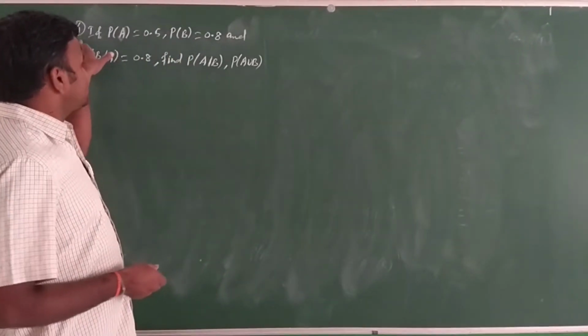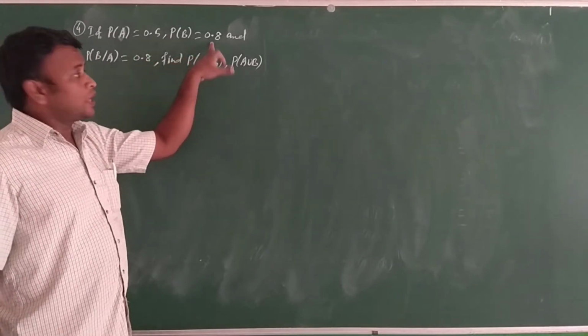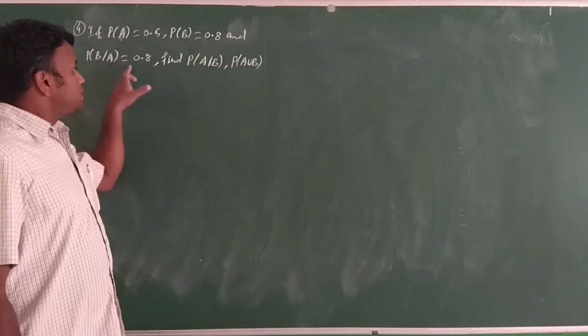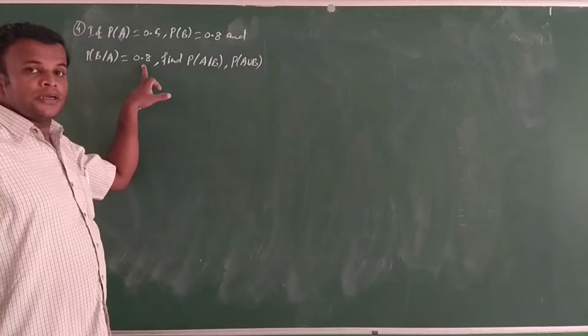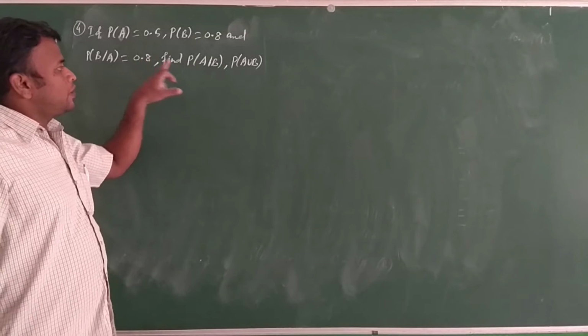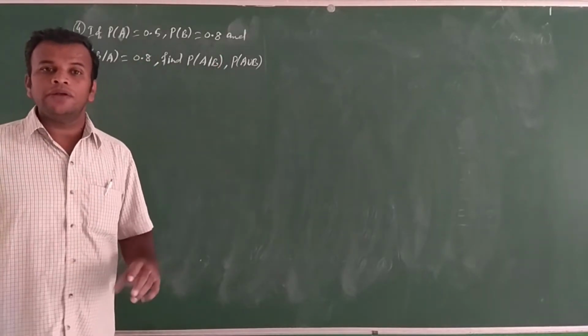Now the fourth one. We see P of A is 0.5, P of B is 0.8, and the conditional probability P of B by A is also given as 0.8. So this conditional probability value is also there. Then there are two questions: one is find P of A by B, and another one is P of A union B.